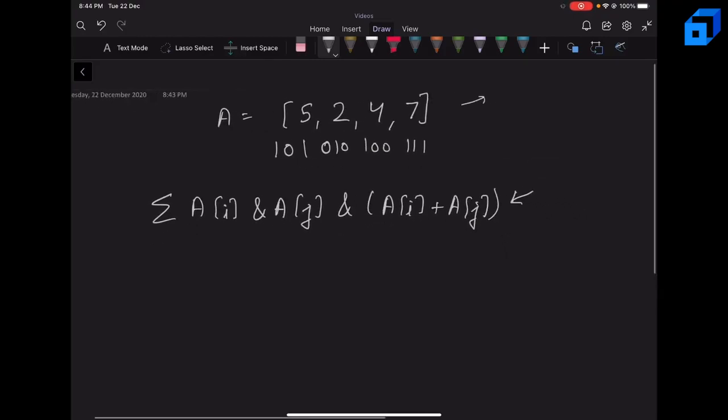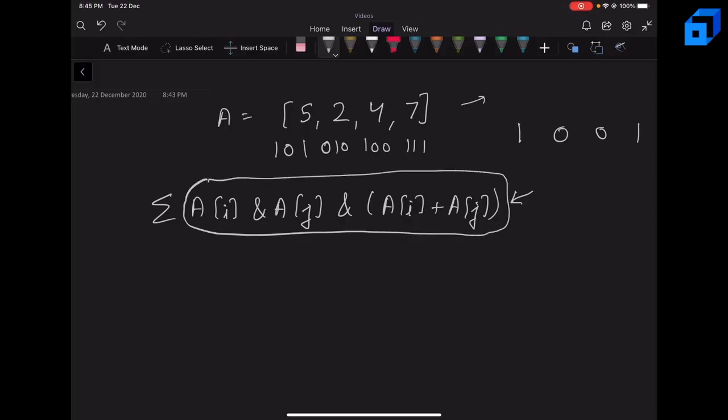So if we consider the 0th bit, we have 1 here, then 0 here, then 0 here, and then 1 here. Now, it will only contribute if this bit is 1. So we want the bit to be 1 in both numbers of the pair. Let's call it the xth bit to avoid confusion with this i. So we want the xth bit to be 1.